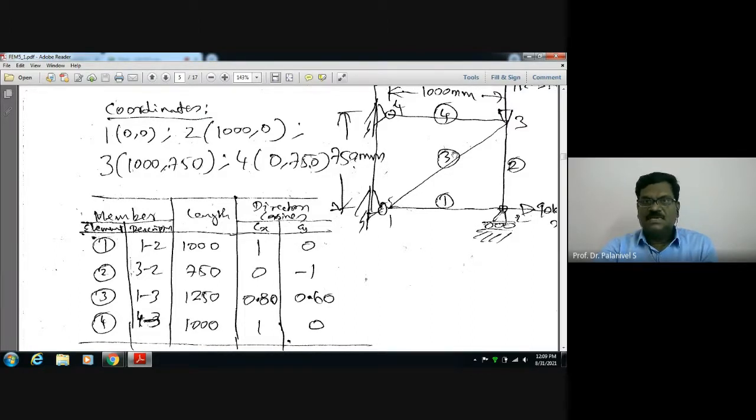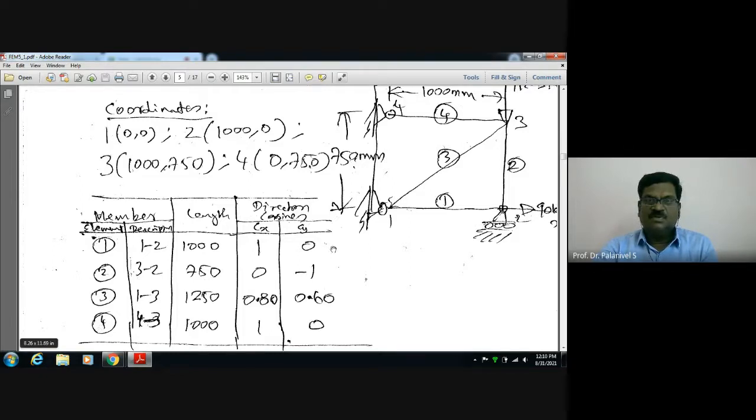And element 3. What is this length? Root of 1000 square plus 750 square. It is found to be 1250 mm. So the length of the third element is 1250 mm. Description is here 1, 3. I told you deformation towards right is positive. If it deforms this way, the result will be towards right. That's why you have to write description 1, 3.